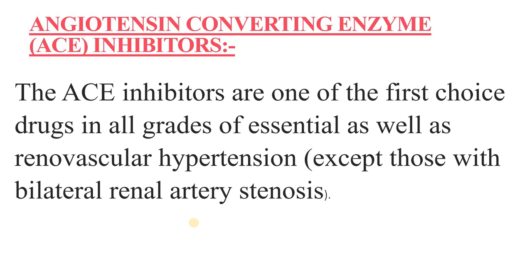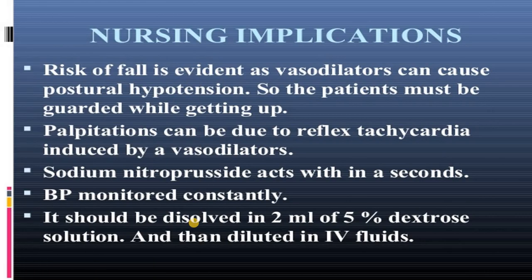Next is angiotensin converting enzyme, ACE. Angiotensin converting enzyme inhibitors are the first choice of drugs in all grades of essential as well as renovascular hypertension, except those with bilateral renal artery stenosis. Whenever a patient has any renal disease or renal artery stenosis, at that time we should not provide the patient ACE inhibitors.